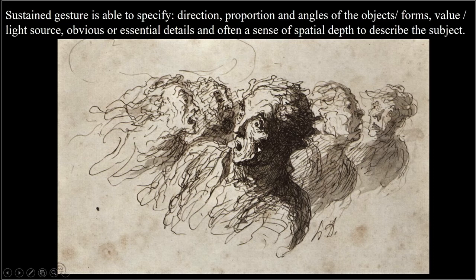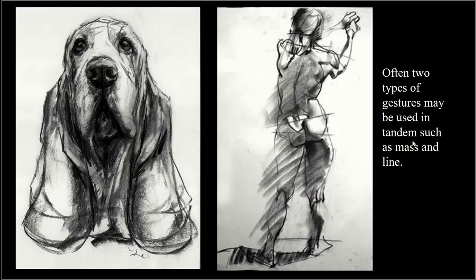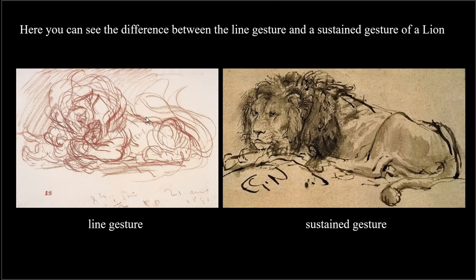So here you can see they've got darker and heavier lines here and lighter and thinner and lighter ink wash as it goes back to show the values to create a spatial distance. Often in sustained gesture you have several different types of gestures that might be used in tandem with one another, such as these, which are using mass gesture but also using contour line gesture at the same time. And you see a lot of that happen in sustained gesture because you can put in a little bit more detail. So here let's look at the difference between a simple line gesture and a sustained gesture of a lion.